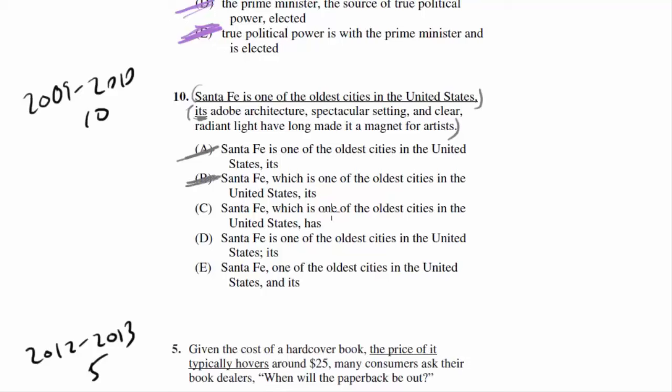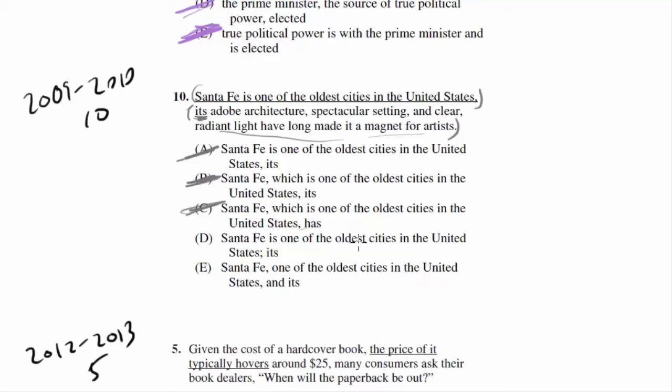"Santa Fe, which is one of the oldest cities in the United States, has adobe architecture, spectacular setting, and clear radiant light have long made it a magnet for artists." So if you're not careful, if you don't read the end of the sentence, you'll think this is good, but this actually has one too many verbs. Santa Fe has these things, have long made it, so that's no good, too much.